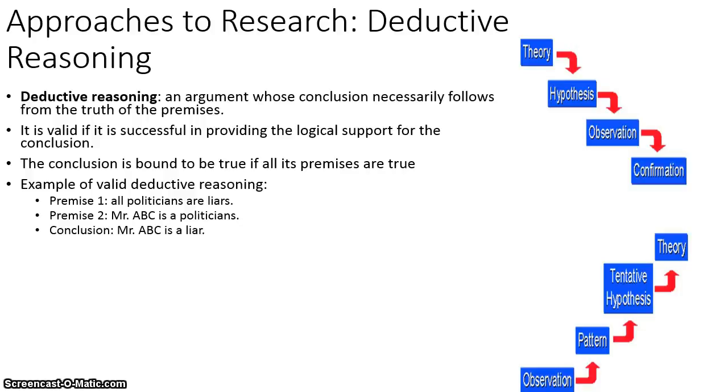For example, of valid deductive reasoning, premise 1, all politicians are liars. Premise number 2, Mr. ABC is a politician. Conclusion, Mr. ABC is a liar. That is from deductive reasoning.